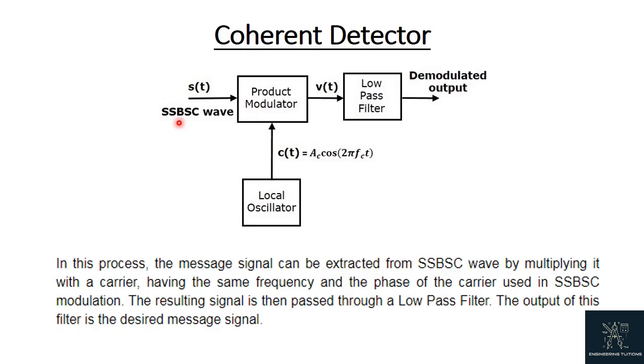In this process, the message signal can be extracted from SSB-SC wave by multiplying it with a carrier having the same frequency and the phase of the carrier used in SSB-SC modulation. The resulting signal is then passed through a low pass filter. The output of this filter is the desired message signal.